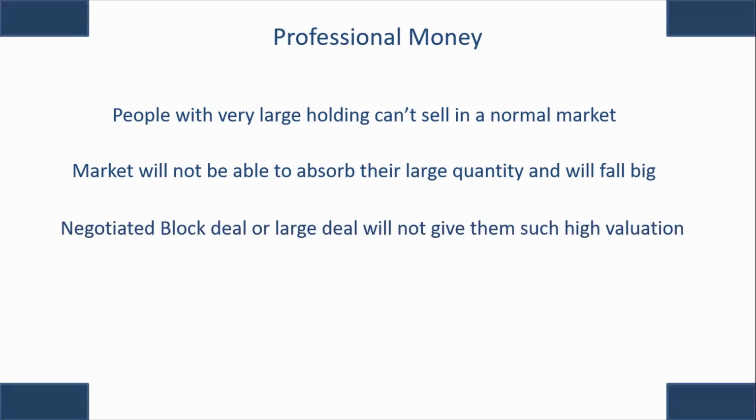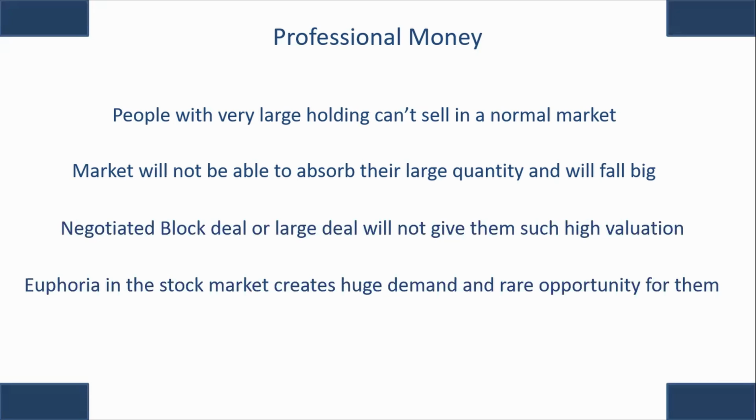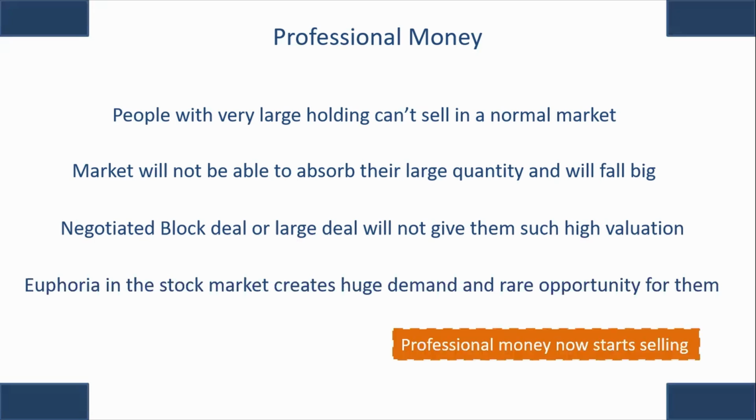So this situation where the market is at the peak, clearly overvalued, and there is euphoria in the market, means everyone wants to buy. So many people wanting to buy into the stock market creates a huge demand. And this huge demand is the opportunity because now they can sell their large position at such a high valuation. So now professional money will start selling.